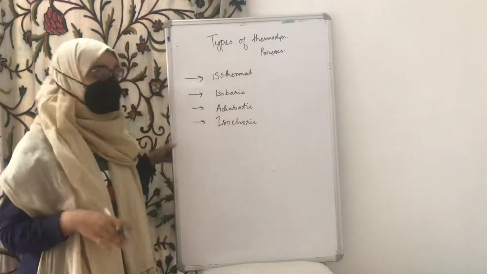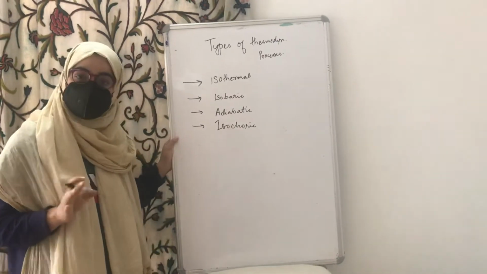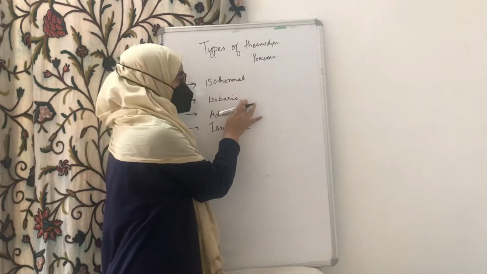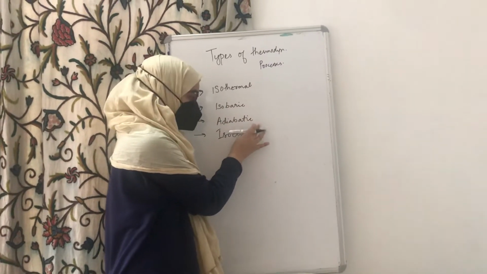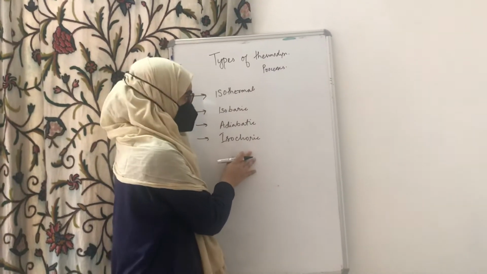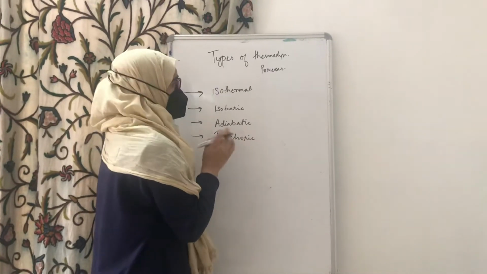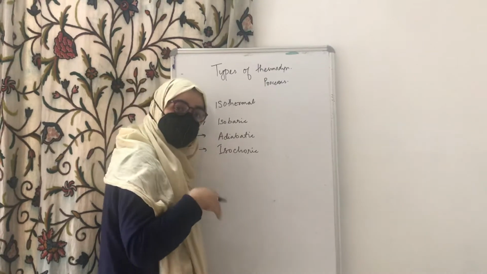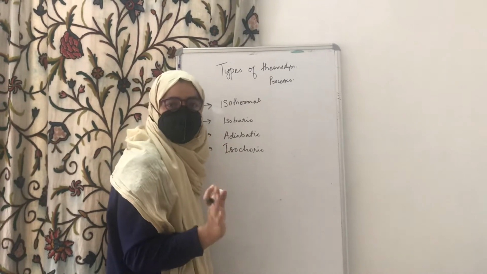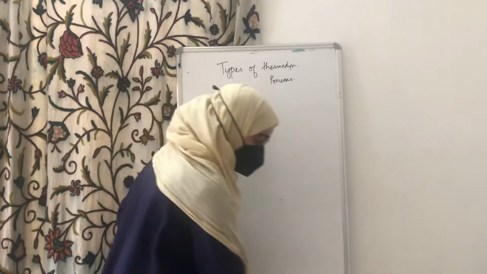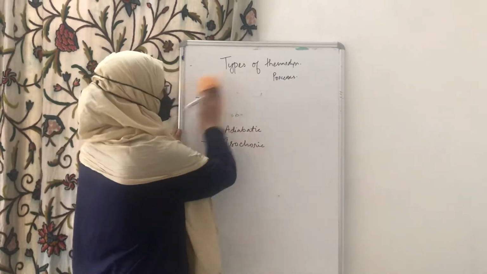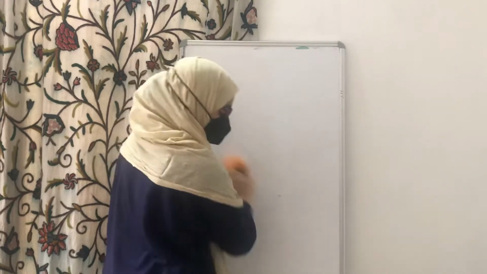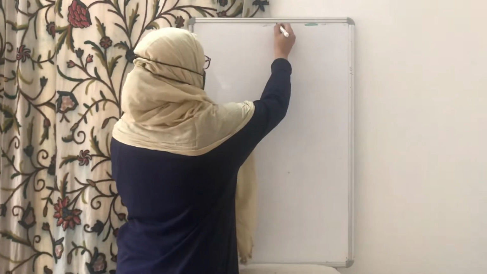Isochoric. So these are the different types of thermodynamic processes: isothermal processes, isobaric processes, adiabatic processes, and isochoric processes. In these thermodynamic processes, the system goes from initial state to some other state which we call final state. And what happens in each of these, we will divide them into columns and do a comparative study of these.